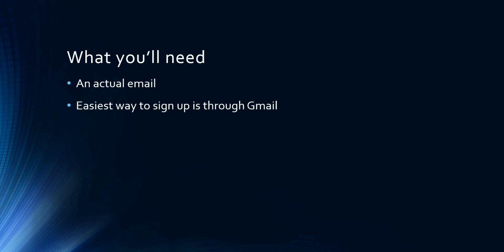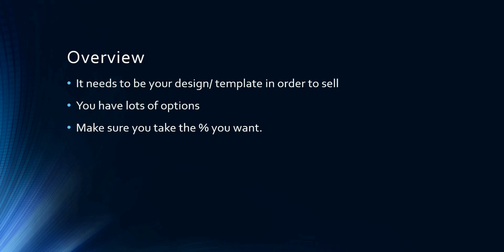To set up for Zazzle, all you're really going to need is an actual email. And for me, the easiest way to sign up for Zazzle is through a Gmail account. They have an option for that, and it's super simple, just a few clicks. All you really need to do is verify your email address. They'll send you an email, you click on it, you verify it, and you're able to set up your store, create products, and start selling right away.